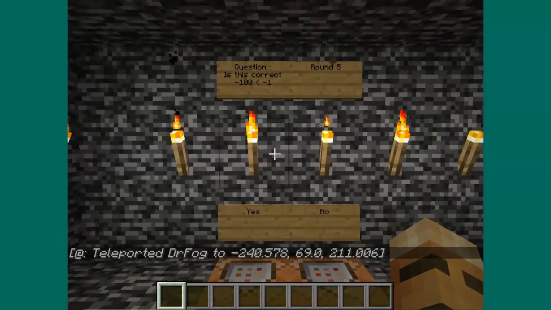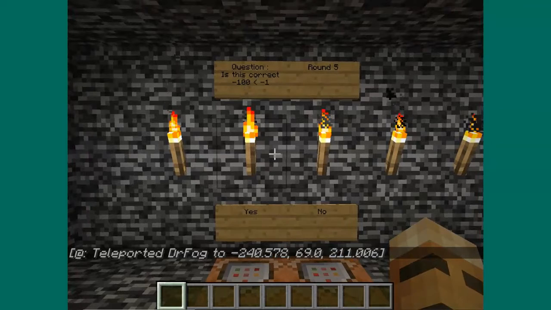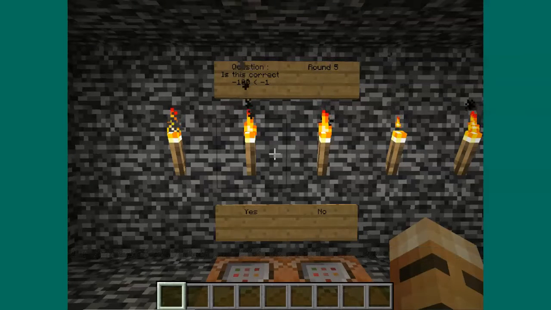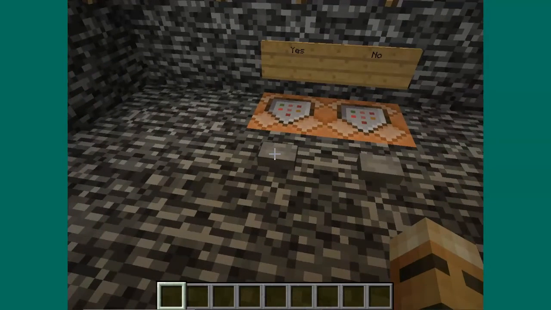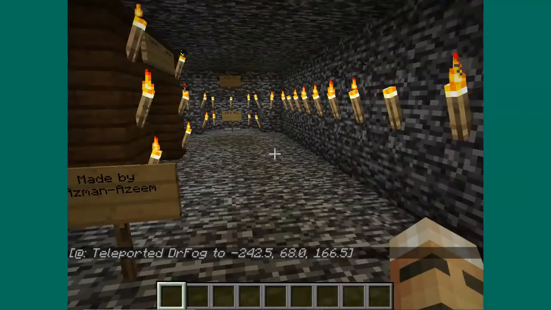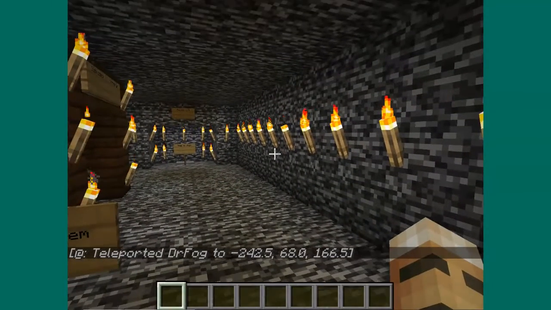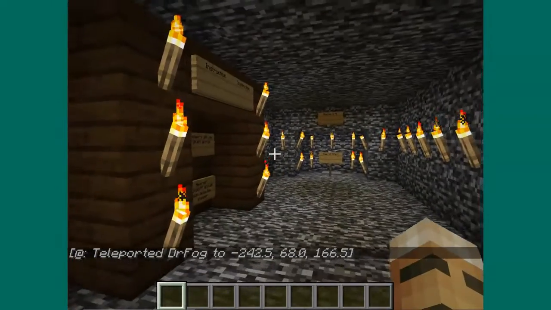Round 5. Is this answer correct? -1 is bigger than -100. Yes, it is. Woohoo! And that was the map.